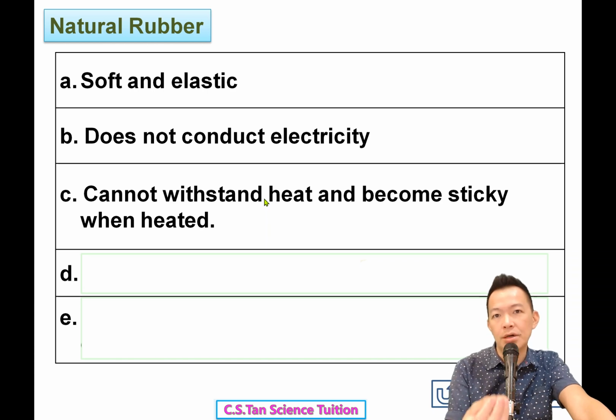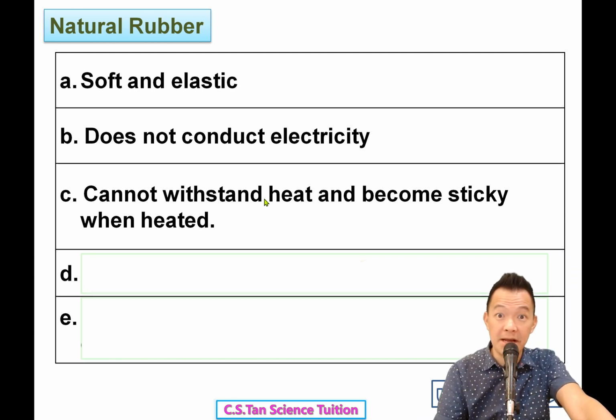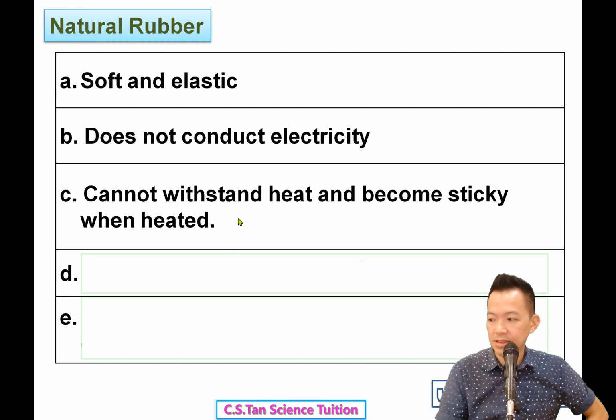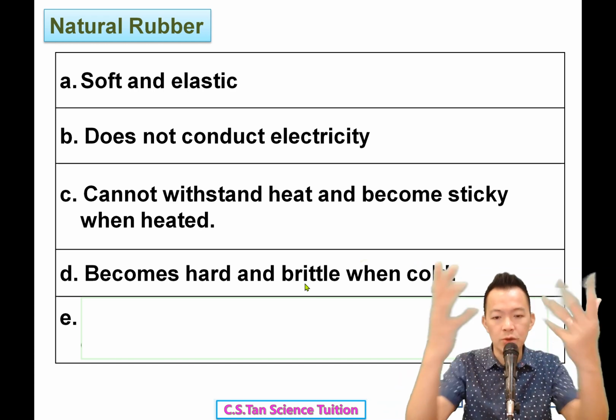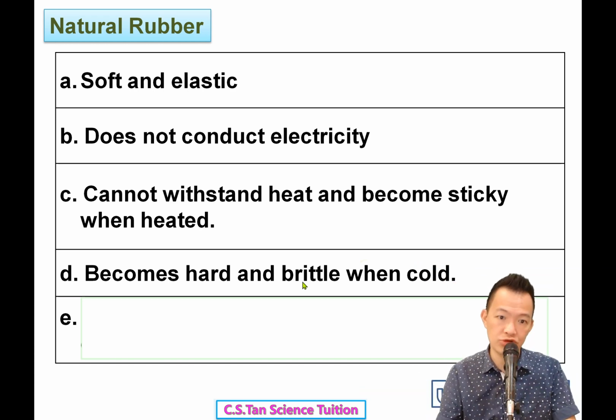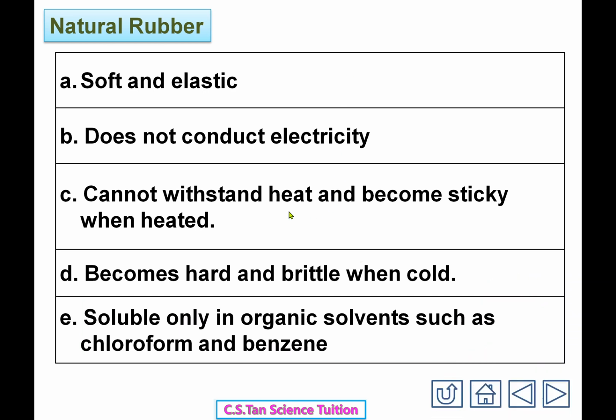your natural rubber melts and your car sticks to the floor. Next, number 4, it becomes hard and brittle when cool. When you put it into the freezer, it becomes very hard, and when you bend it, it breaks. Number 5, soluble only in organic solvents such as chloroform and benzene.